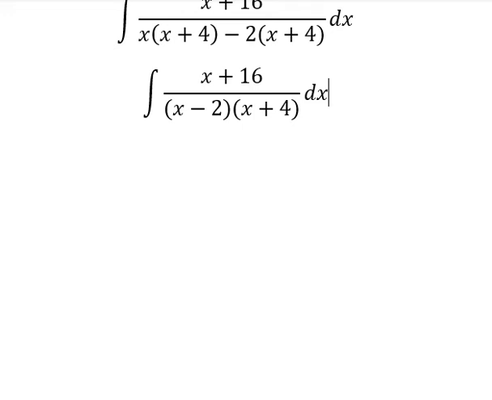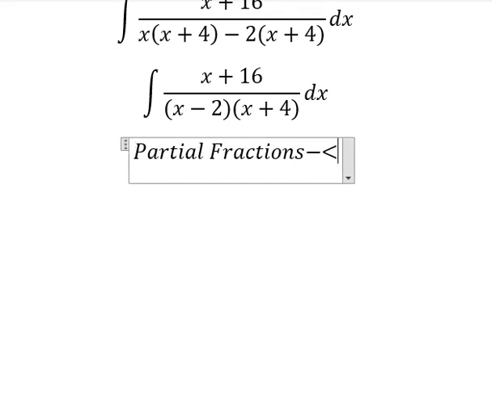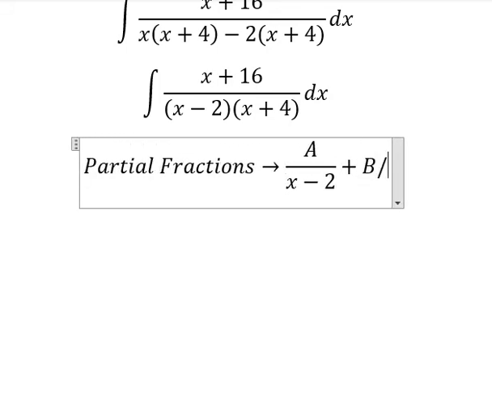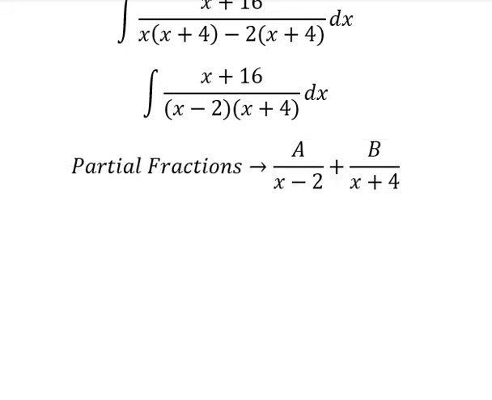Next, we can use partial fractions. So I will put capital A over s minus number 2, capital B over s plus 4. Next, we do common denominator.